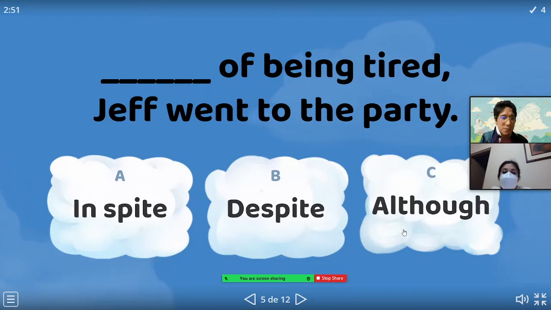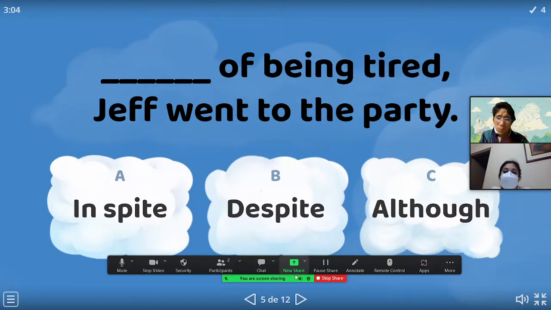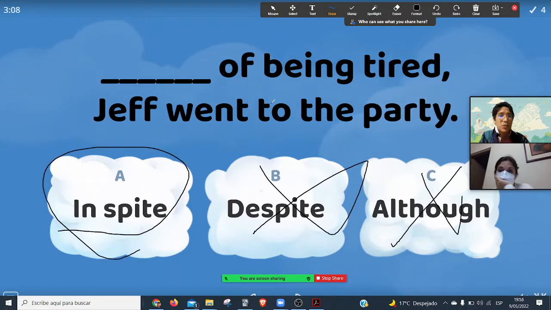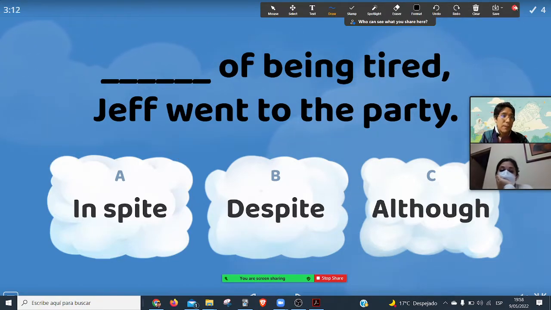In spite, despite, or although? In spite of. ¿Por qué no puede ser despite? Porque está love. Excelente. No, nunca va a ir. El despite va siempre solito. No puede ser el although. ¿Cuál va? In spite of being tired, Jeff went to the party. ¿Te das cuenta? Mismo sujeto.